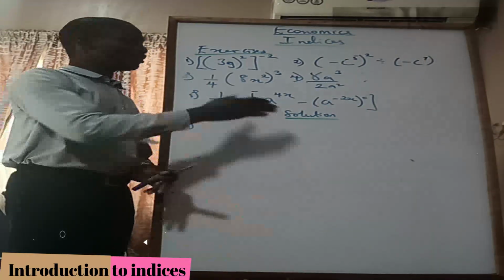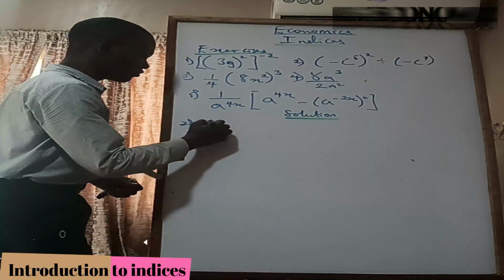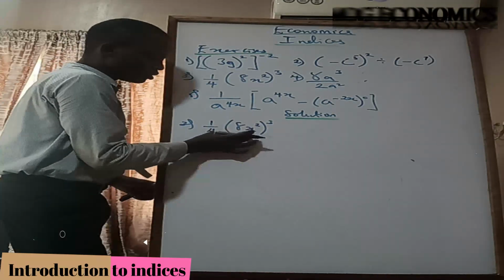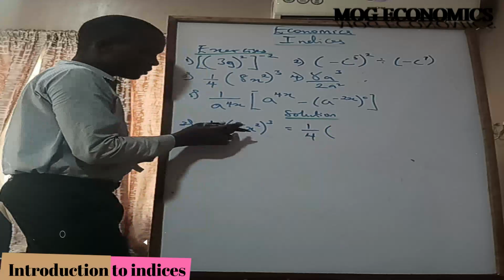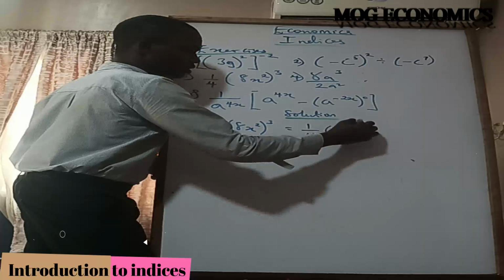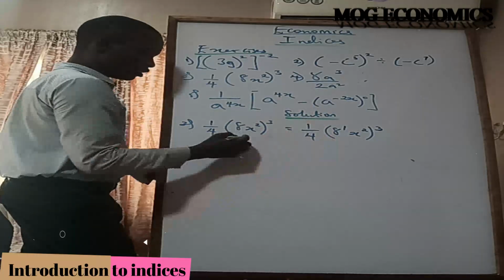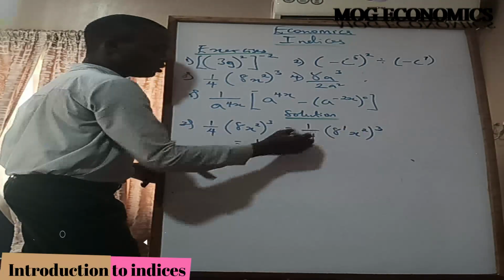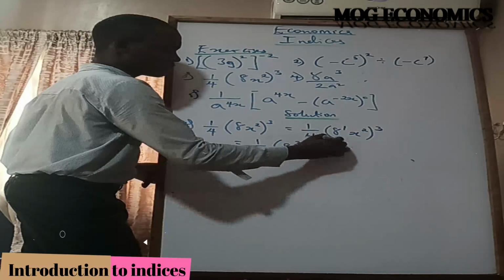So what you have to do first is expand this bracket and then continue with whatever you have to do. What do I mean? I have 1 over 4 into bracket 8x squared, raised to power 3. Let me expand this 8x squared. I'm going to have 1 over 4 into bracket: 8 here is raised to power 1, then this is x squared, and both of them take the 3 that is outside. So I'm going to have 1 over 4 into bracket 8 raised to power 1 multiplied by 3, that is 3, then x squared, 2 multiplied by 3, that is 6.